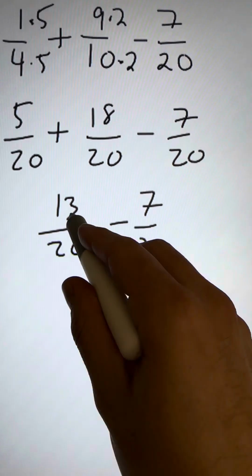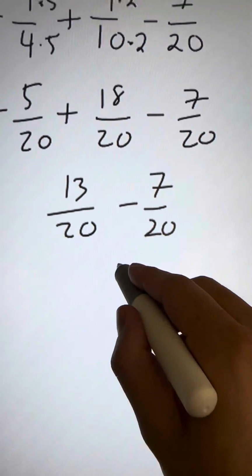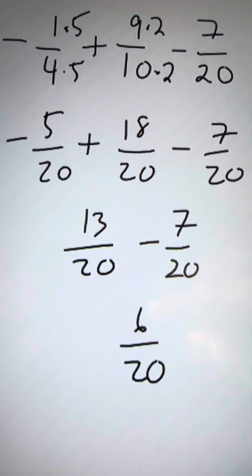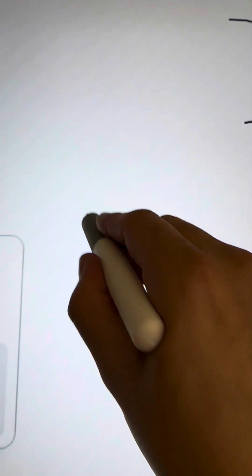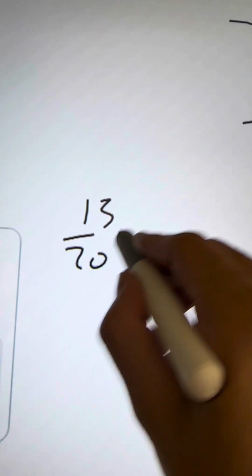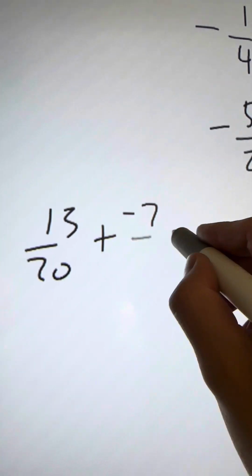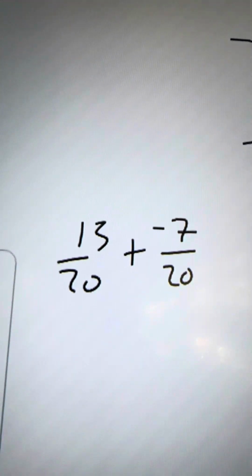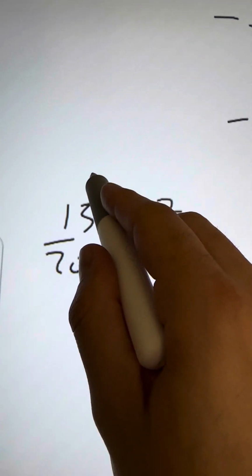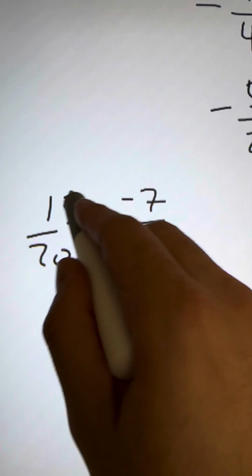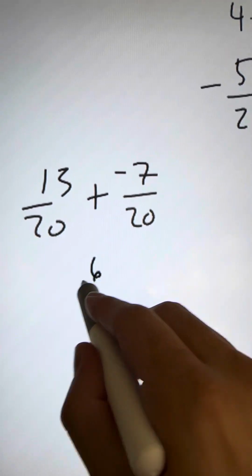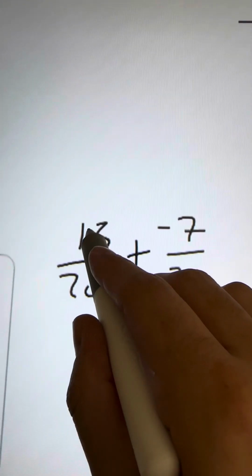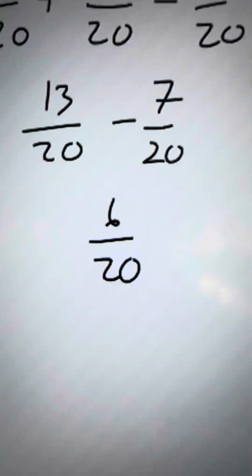And then I could either leave it like this, 13 minus 7, which is 6 over 20. Or if you rewrote the problem as addition, it'd be 13 over 20 plus negative 7 over 20. And then when you follow the rules, adding opposites, we subtract in this case, which becomes 6 over 20. And since I have more positives, I know my answer is positive.